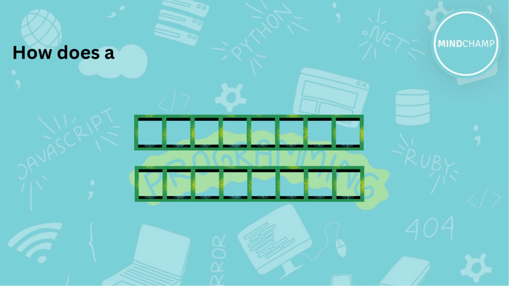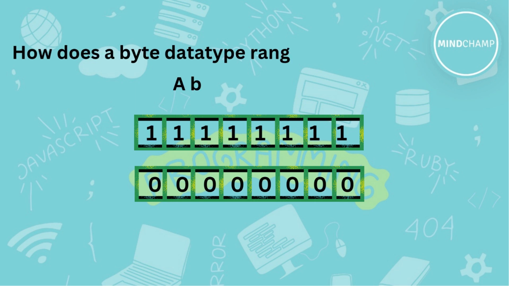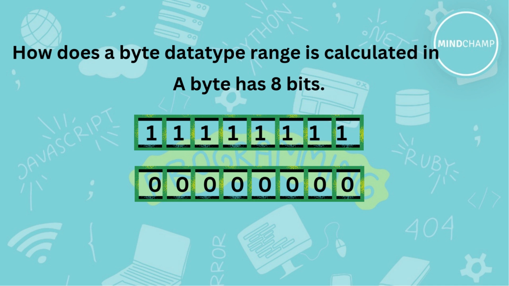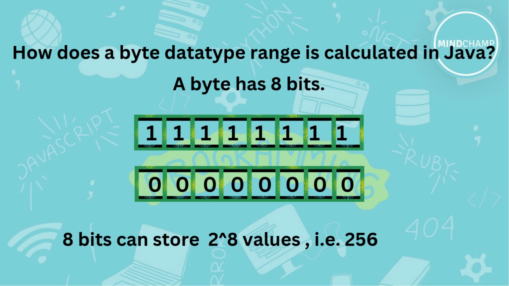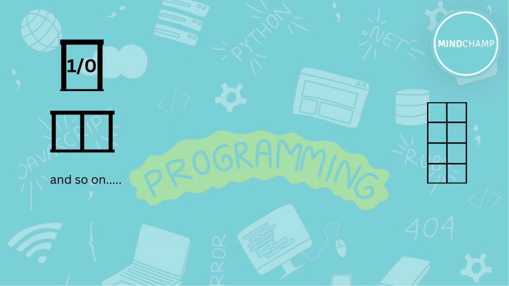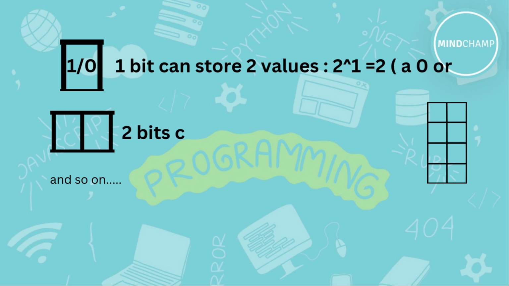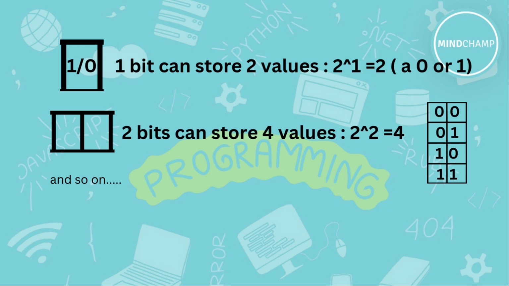How is the byte data type range calculated in Java? A byte has 8 bits. 8 bits can store 2 raised to the power of 8 values, i.e. 256 values. 1 bit can store 2 values. 2 bits can store 4 values, and so on.